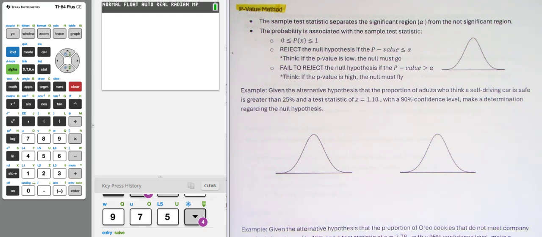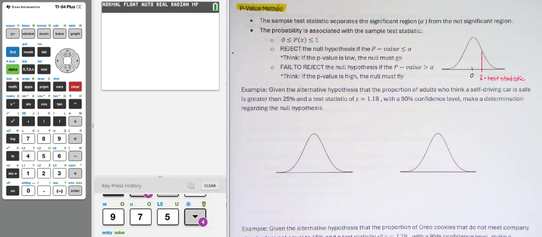The p-value method for hypothesis testing uses a sample test statistic that separates the significance region of alpha from the not significant region. This is different than the traditional method that uses the critical value to separate regions. Let's use an example of a right-tailed test.